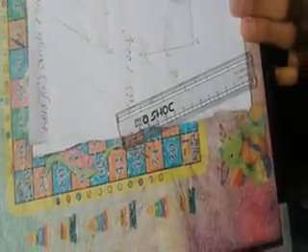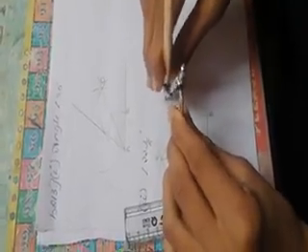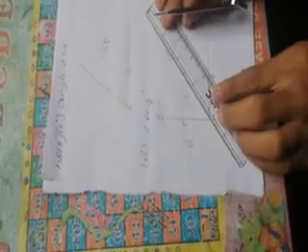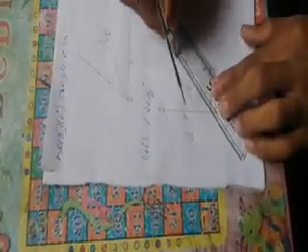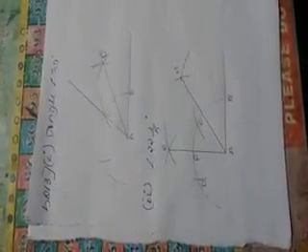So FB, more than half of FB. Draw one arc. Now with B and F as centers, that point is H. Now you can join H to A. Now HAB is the 45-degree angle.